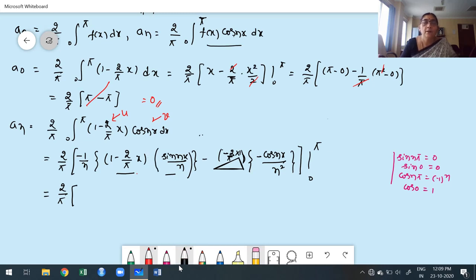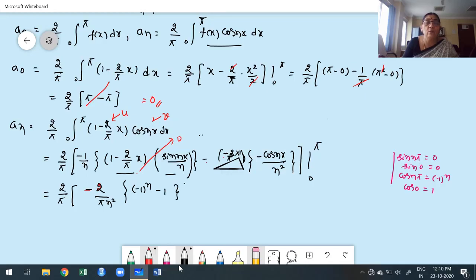The entire flower bracket becomes 0 because sin n pi is 0; sin 0 is 0. So this flower bracket must be 0. Only I have to take this minus into minus plus, and then plus into minus is minus. Please try to understand: minus 2 by pi n square is a constant. Keep it outside and apply the upper limit. What's my upper limit? Cos n pi. What is cos n pi? It is minus 1 to the power of n.